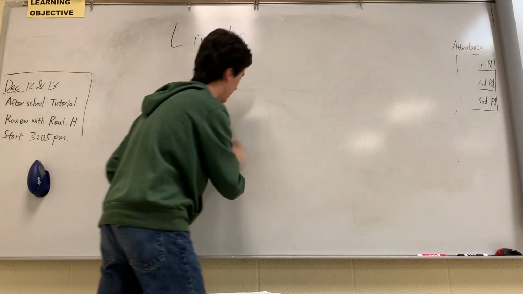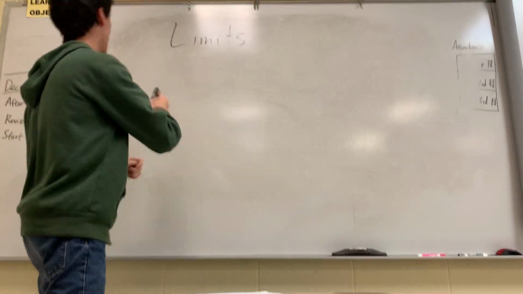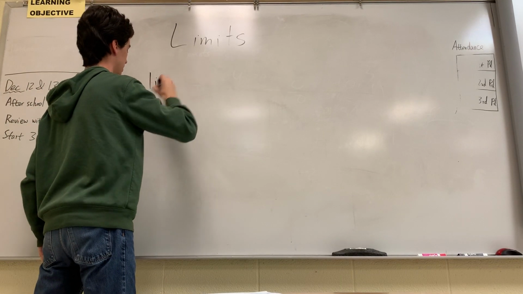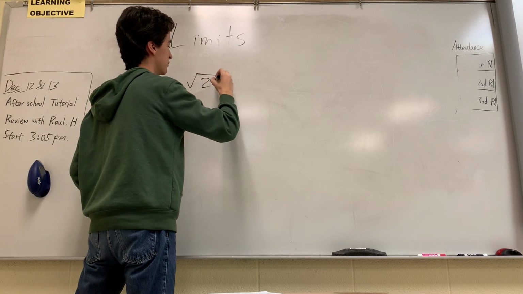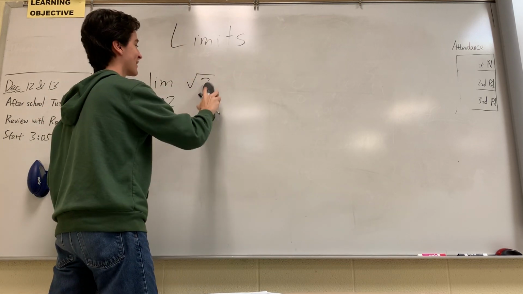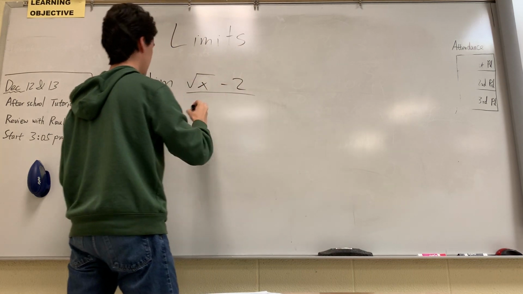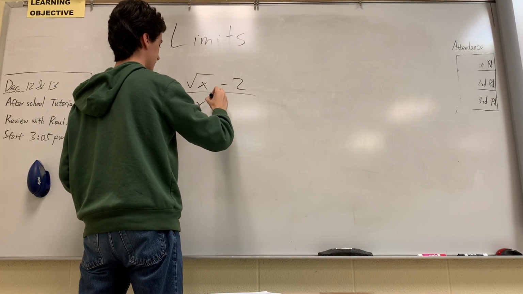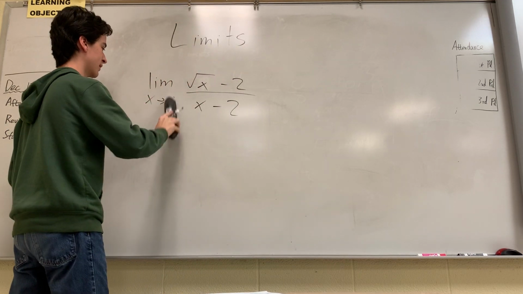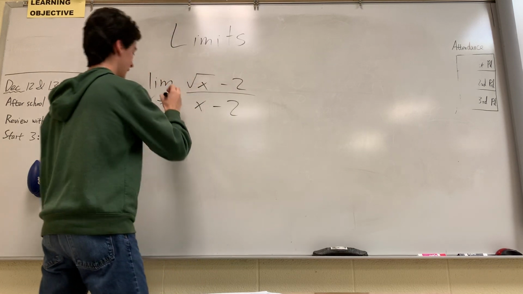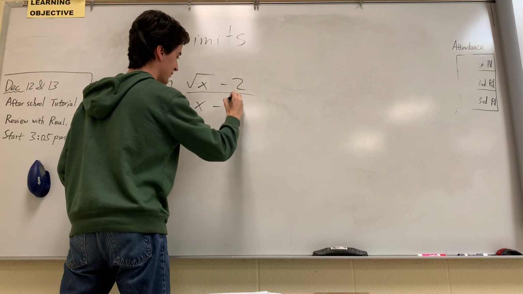So another algebraic method of doing limits is whenever you have square roots. In this example, we're going to have the limit as x approaches 4 of the square root of x minus 2, divided by x minus 4.